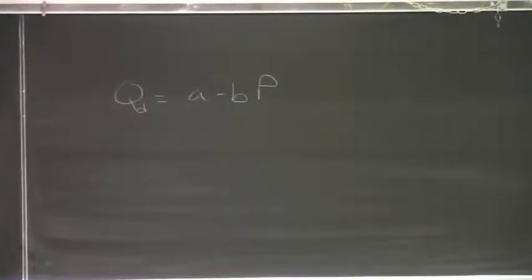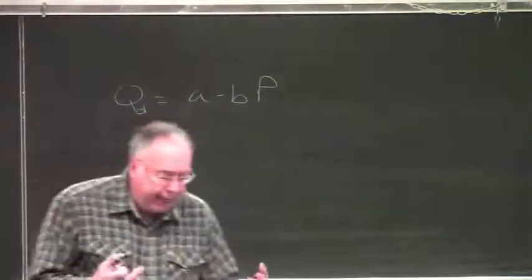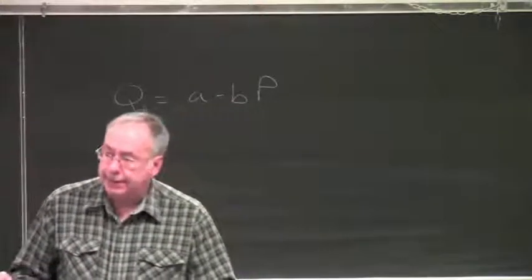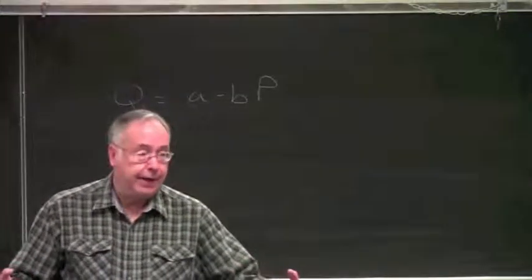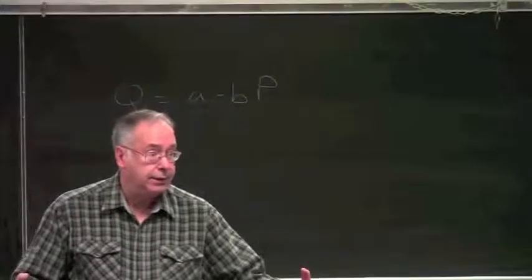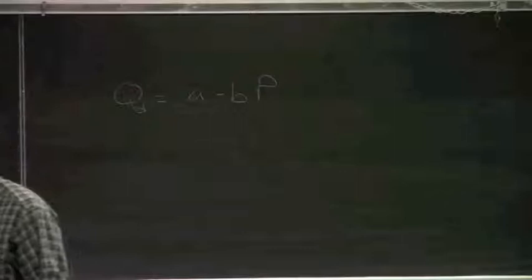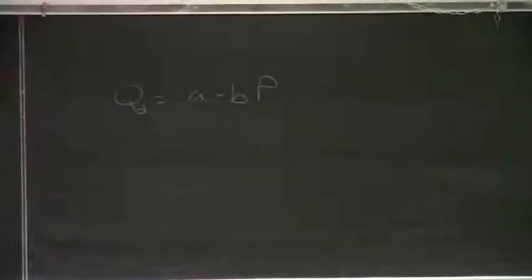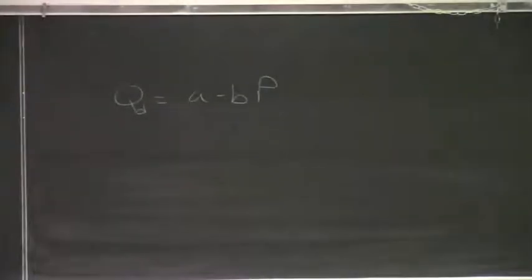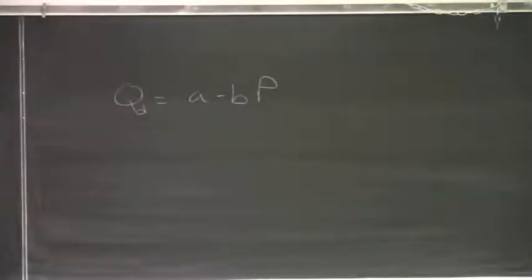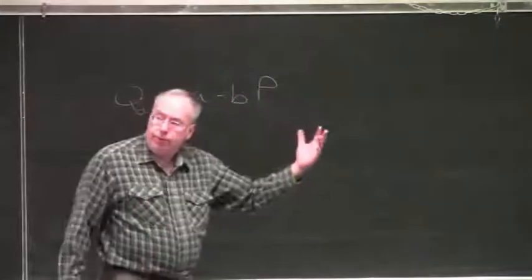For example, A could be 100, or A could be 200. But whatever A is, it's fixed. But we're not going to specify what particular value it is. Same thing for B. For example, B could be 1, could be 2, could be 3. But whatever value it is, it's fixed. So this is our demand function written in parameter form.